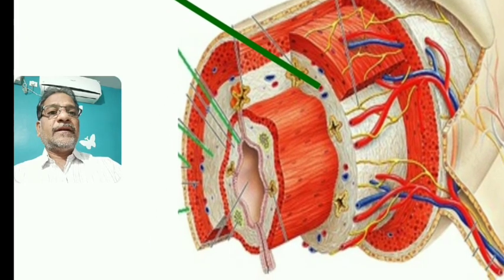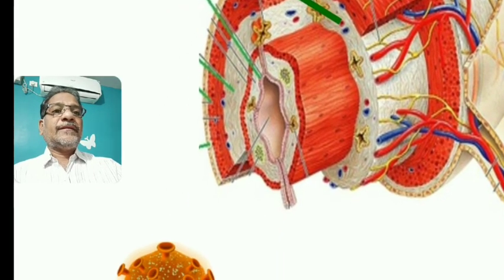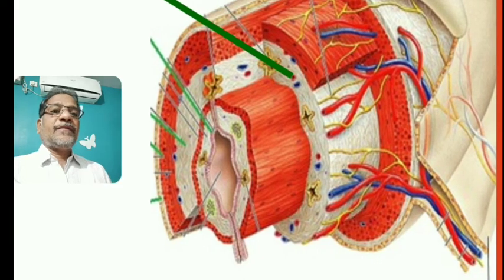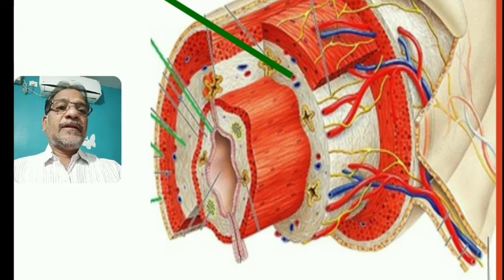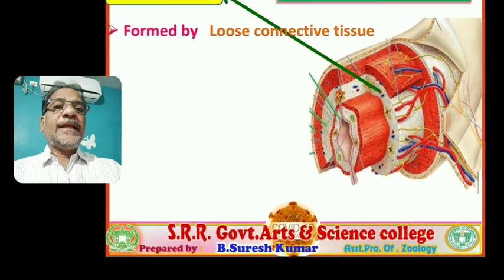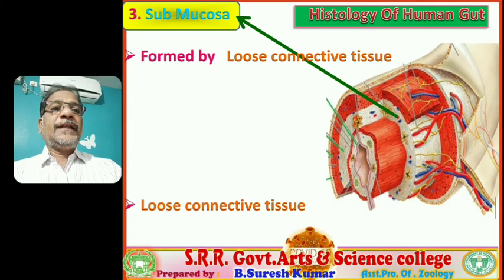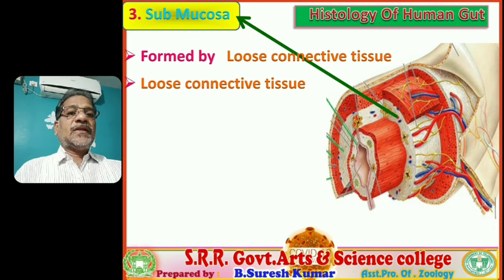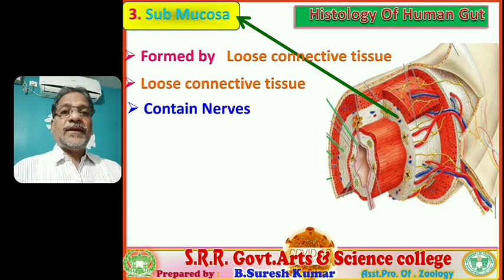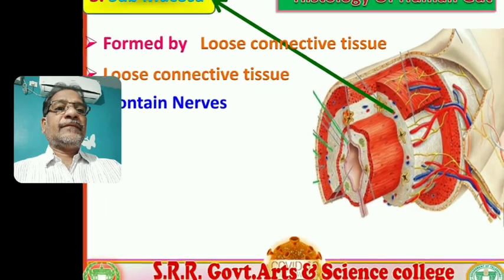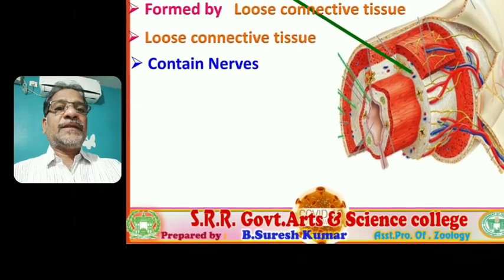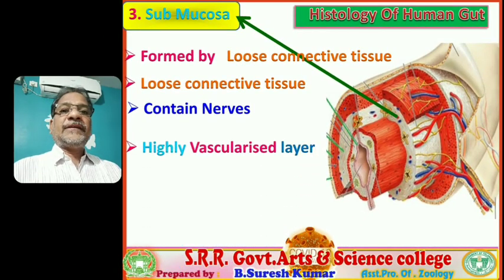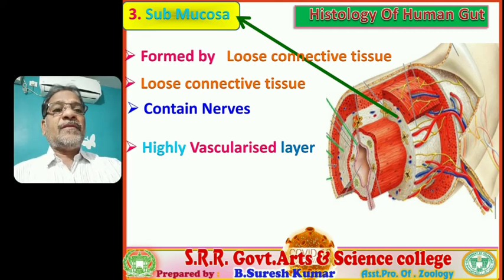In the same manner, you observe this submucosa. What things do you observe? A white colored submucosa bundle is there. In that bundle, what do you see? In the submucosa layer, we find various kinds of structures. They are nerves, the yellow colored fibers. Nerves are accommodated, and it is a highly vascularized layer. Blood vessels are also accommodated in this layer.